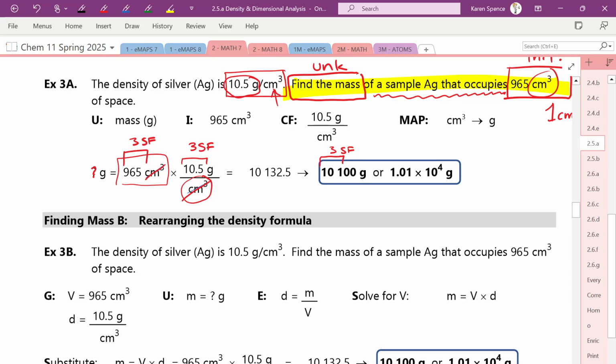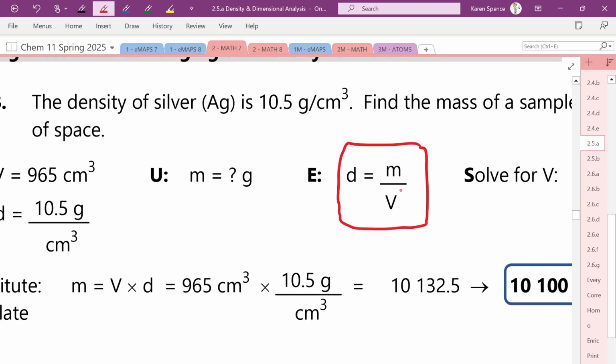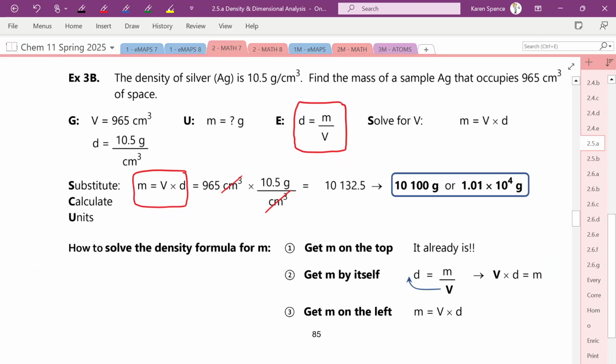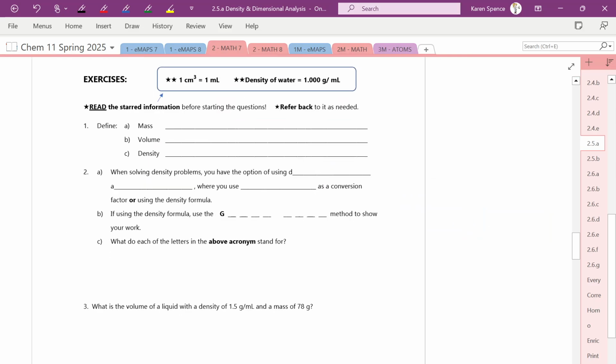You can use the density formula. You would say density is equal to mass over volume. And then you would solve for mass. Mass is equal to volume times density. Oh, look, it works out exactly the same. We good? I was just wondering if you would be mad at me. You can take the flash right now. It's okay. And then we end up with grams. And then we're done. Okay, so we have some exercises here.